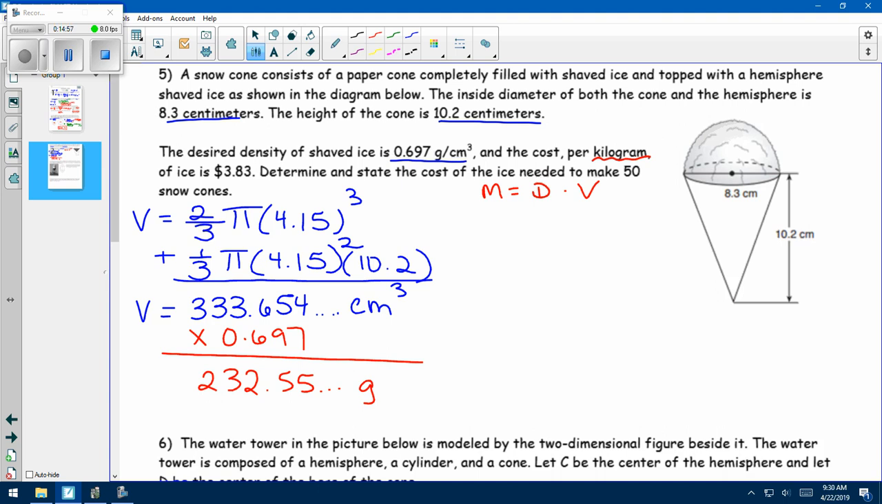So now, in the end, if I want to find out the cost to make 50 snow cones, there's a couple different ways you can go from here. What I'm going to do is convert this automatically into a weight in kilograms. This way I'm going to use the correct conversions to get my cost in the end. So to convert this to kilograms, to go from grams to kilograms, remember that there are 1,000 grams for every kilogram. So I have to take this and divide by 1,000 to now come up with the number 0.23255 kilograms. Okay.